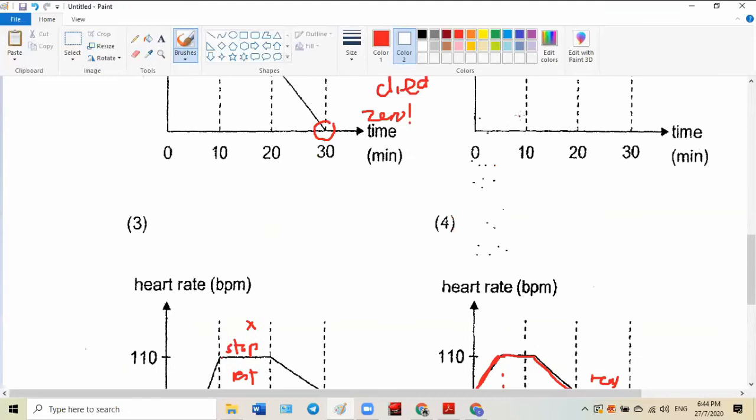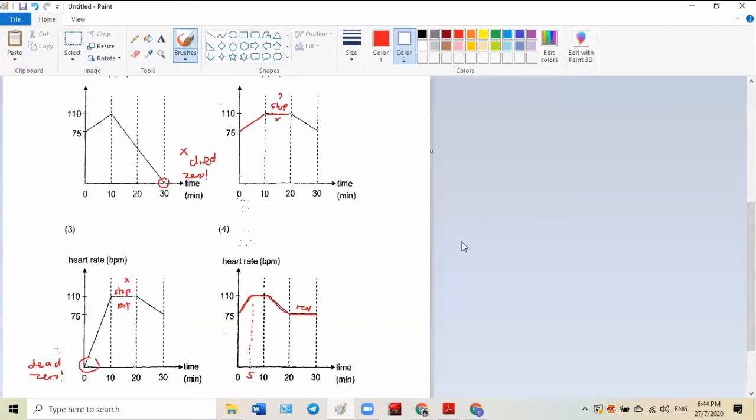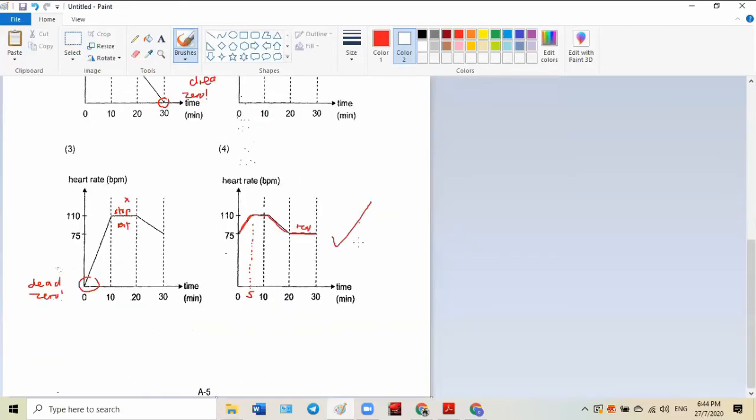This one is very good. He jumped to 75, but when he stopped to rest, his heartbeat is still 110. Then better don't stop, isn't it? This is stupid. Okay, so the answer is number 4. Get it? So we must have reasons. Sometimes science is interesting. It's just whether you can think or not.